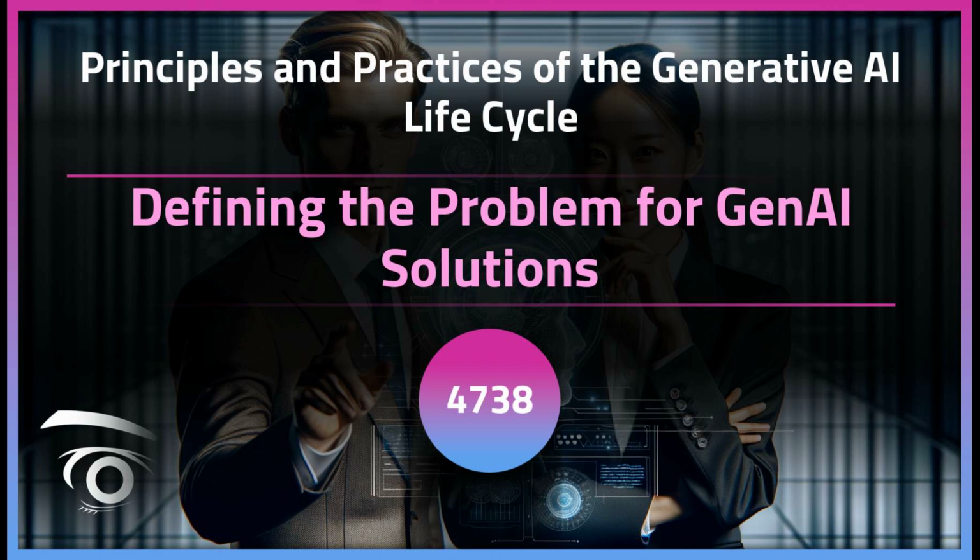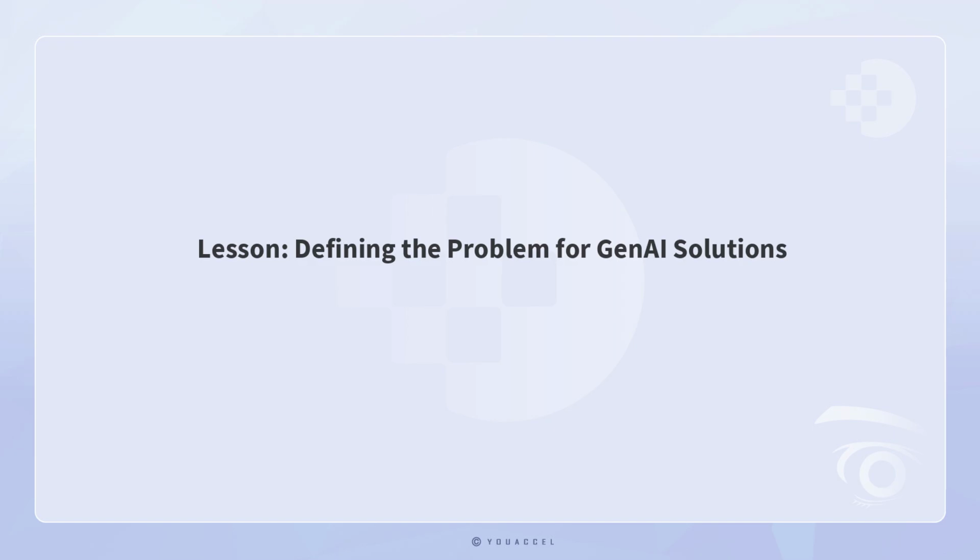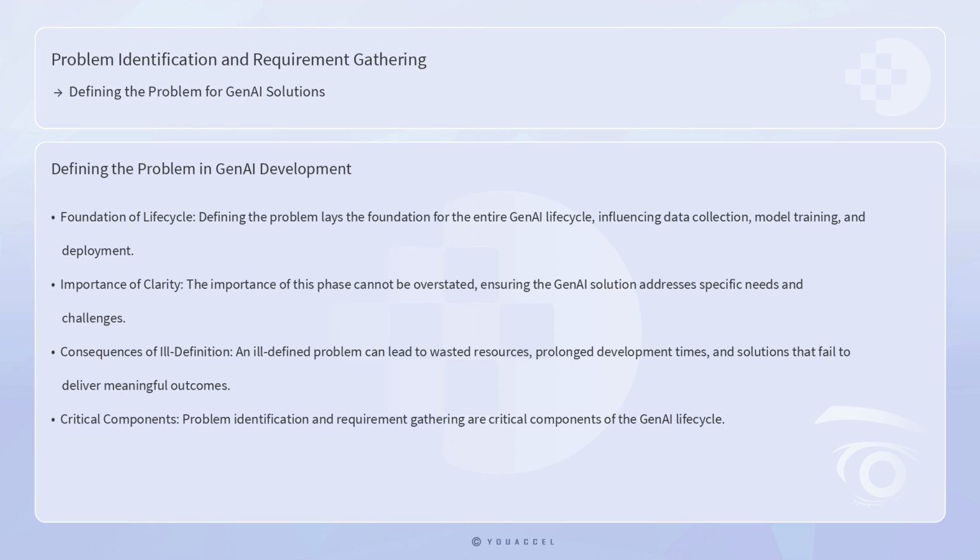Let's proceed with the lesson. Lesson: Defining the Problem for GenAI Solutions. Defining the problem is a pivotal step in the development of generative artificial intelligence solutions. It lays the foundation for the entire GenAI lifecycle, influencing subsequent stages such as data collection, model training, and deployment.